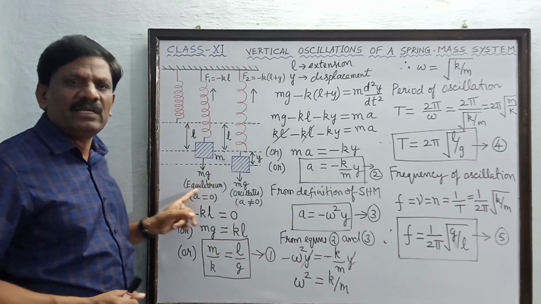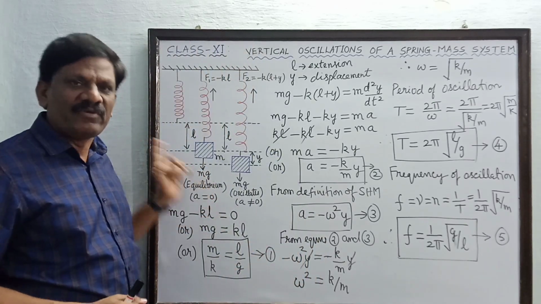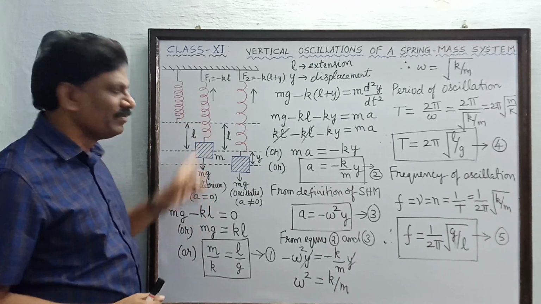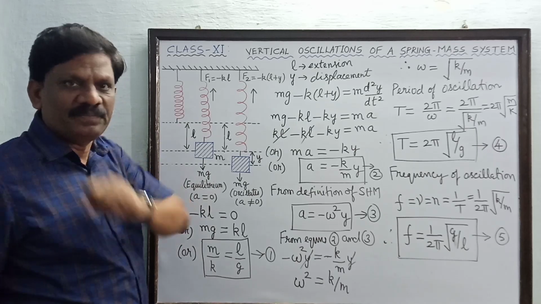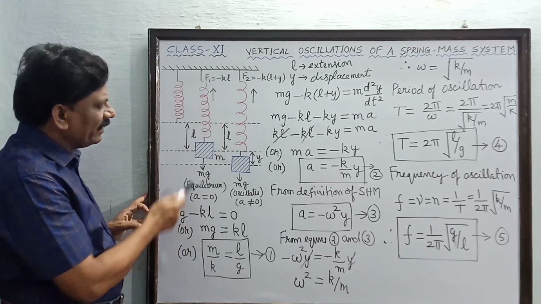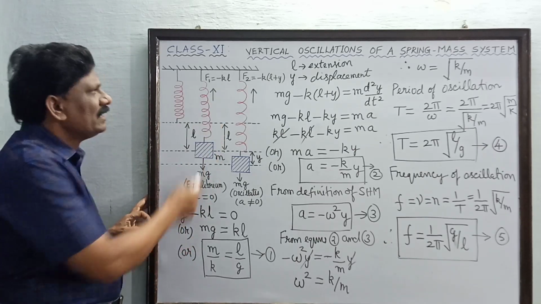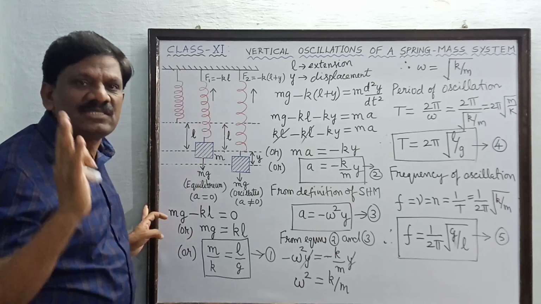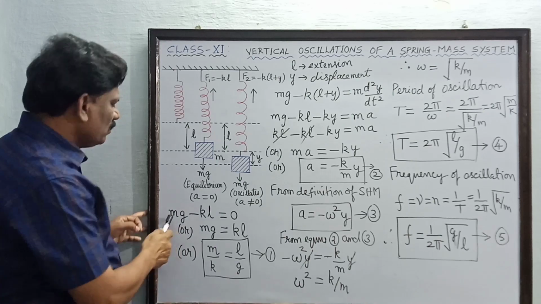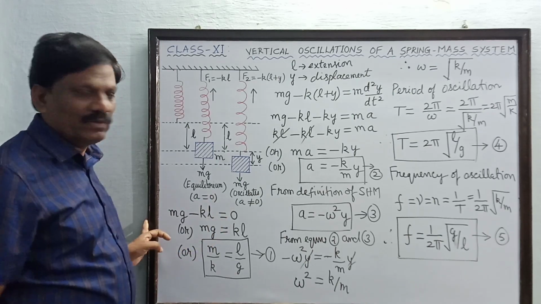So, it is now in static equilibrium. It is at rest. So, the acceleration of this system is equal to 0. So, the net force must be equal to 0. So, what are the forces acting on it? mg acting downwards and minus kL, that is in the upward direction, called the restoring force. So, mg minus kL is equal to 0.